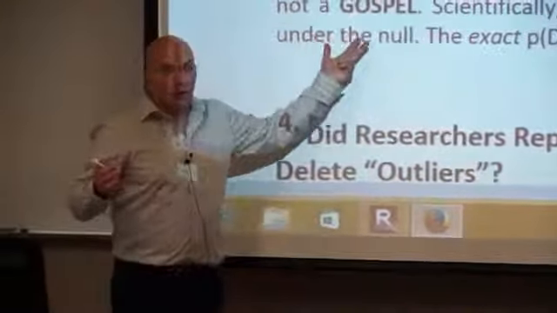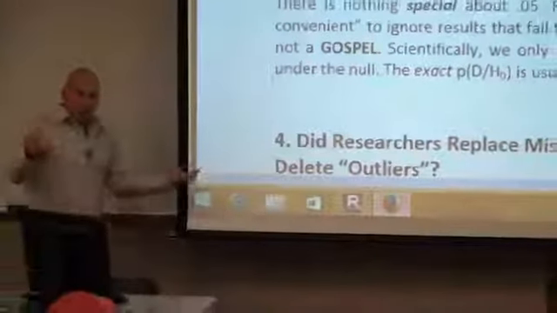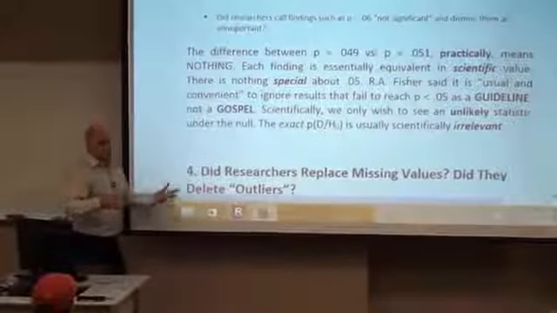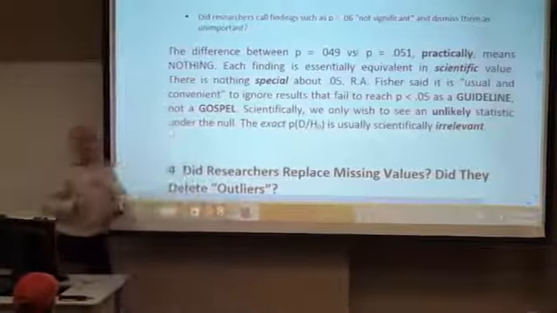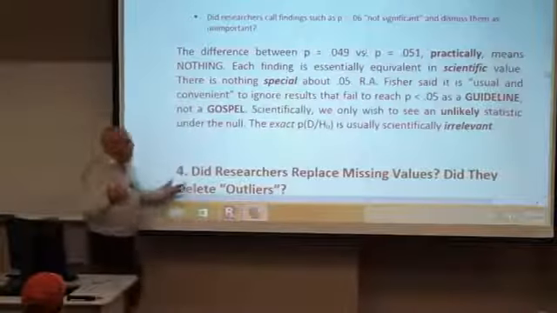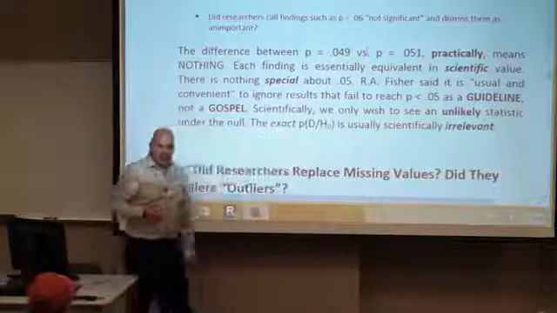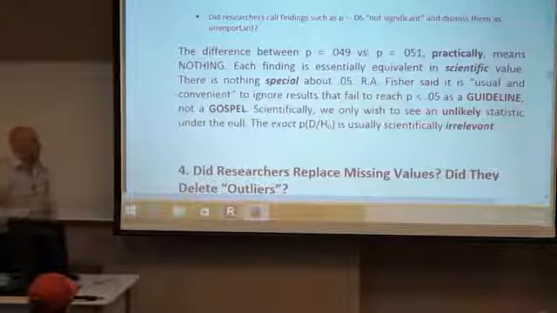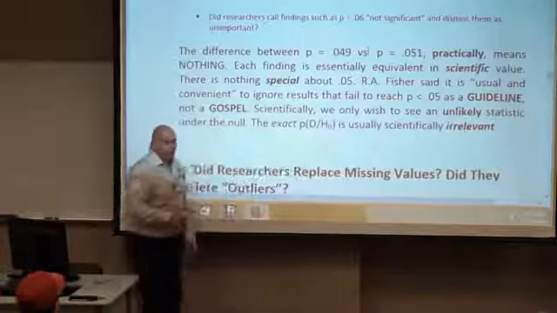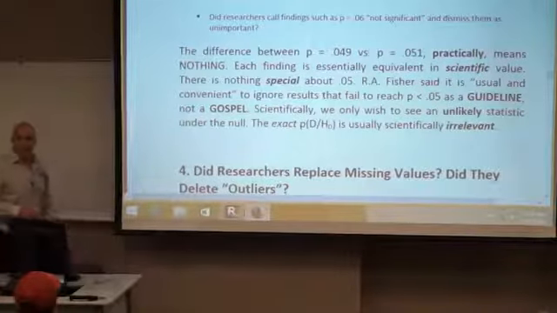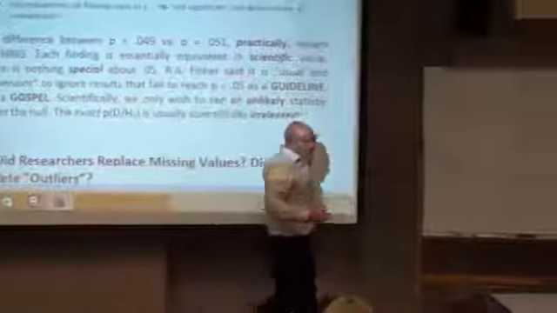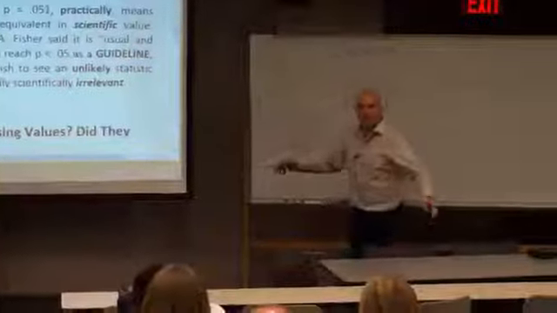It's not a gospel. What's happened, though, is people have taken the 0.05 level, and they call it the cliff effect. Less than 0.05 is a good thing. Greater than 0.05 is somehow not good, like a bad thing. But scientifically, we only wish to see an unlikely statistic. We only want a low p-value under the null. The exact probability of the data under the null is usually scientifically irrelevant. If I had a mathematical statistician, I'd just be killed for that statement. I'd just be completely torn apart.